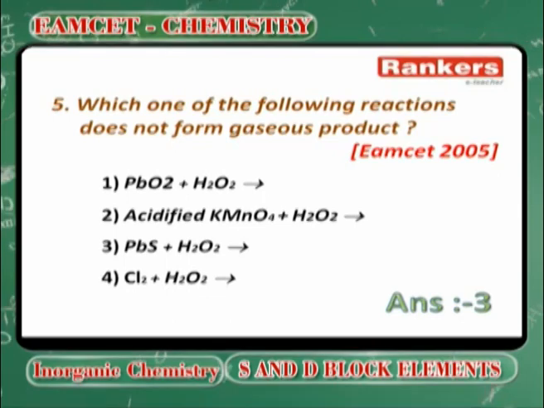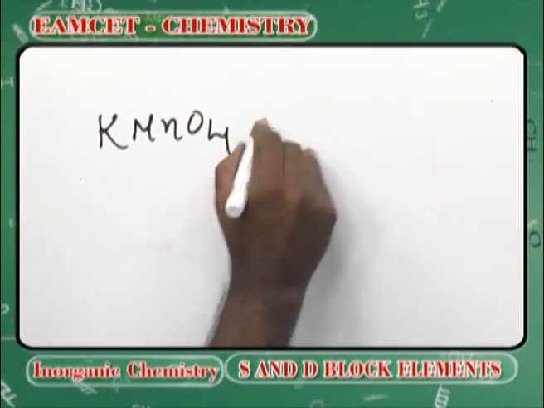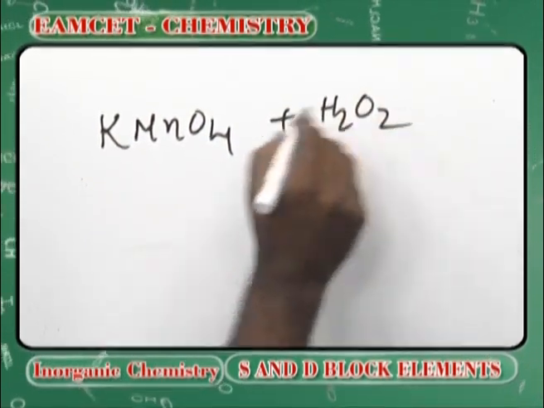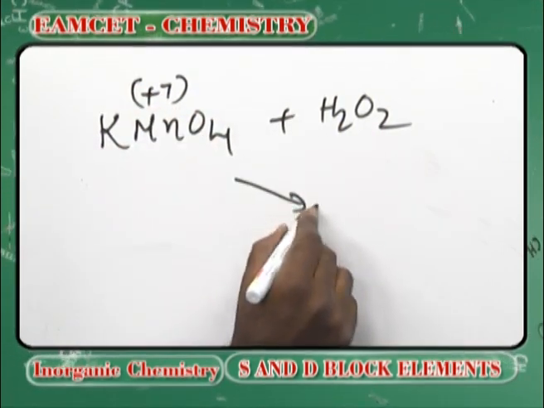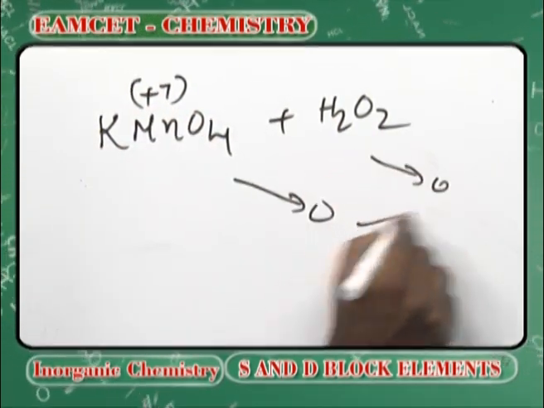Second option, acidified KMnO4 and H2O2. Here potassium permanganate is an oxidizing agent, it gives oxygens, H2O2 also gives oxygens, therefore O2 is there.